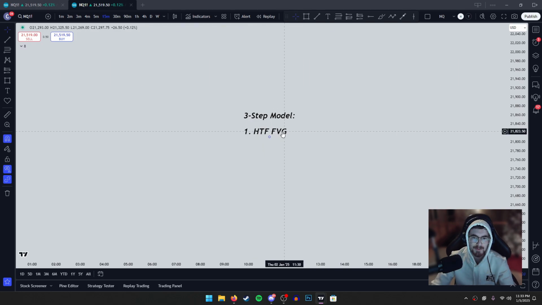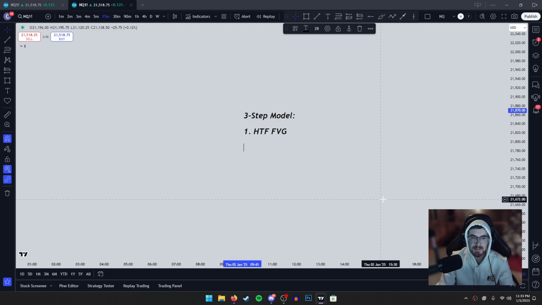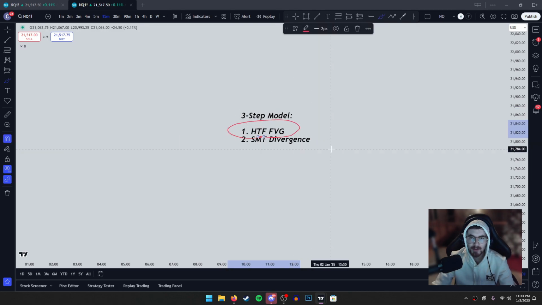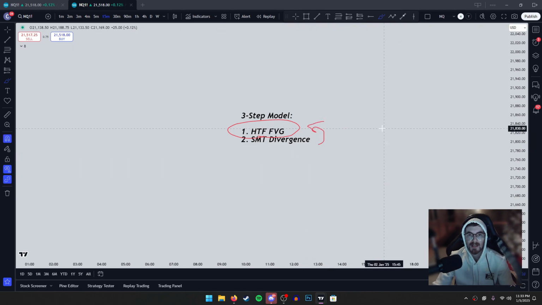So after we have our high time frame gap, the next thing that we need is SMT divergence. The high time frame gap kicks things off, and the SMT divergence confirms the high time frame gap. Sometimes high time frame gaps will be disrespected. So in order for us to find the right one, we have to pair it with SMT as a confluence to know that smart money will be actively engaged at that fair value gap.